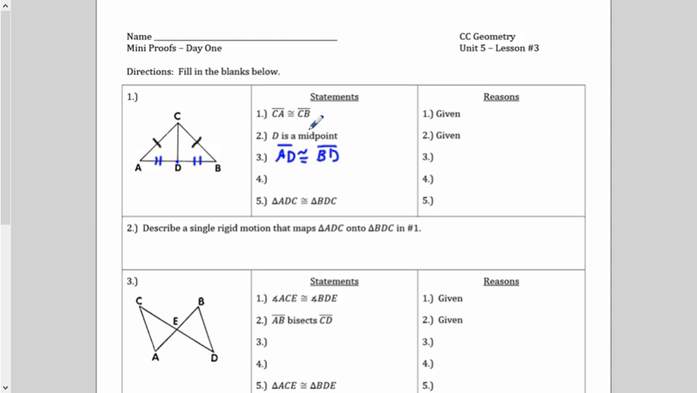How did we know that? We knew that from step 2 because we know that D is a midpoint. So the definition of a midpoint is that it breaks the segment into 2 congruent parts. So we're going to say definition of a midpoint.